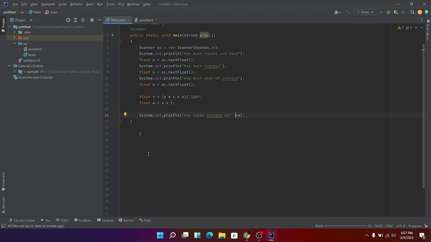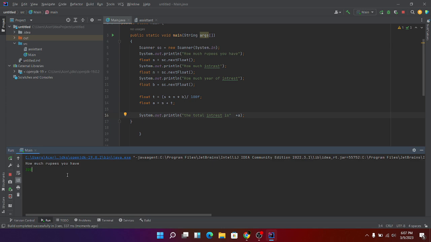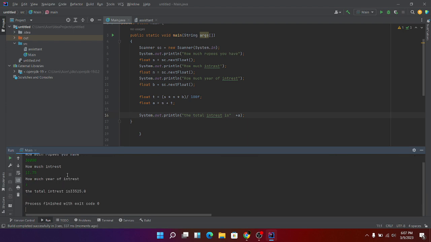So I'll do it once more time. 1,10,100,000, 2,000 lakh. How much interest I have? So I have 11.75. How much year of interest? 1 year. 32,000. So this much.